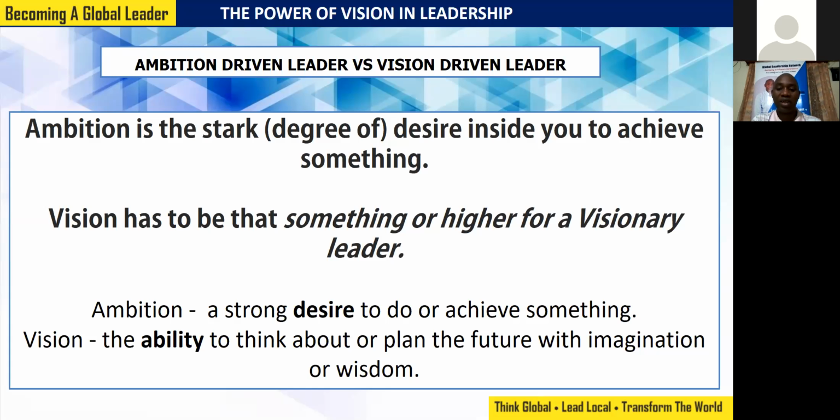It's important to clarify this. And let's just look at the differences. And then as we look through, you'll be able to think about your own, think about maybe the organization and see where it fits. So ambition is a degree of the desire inside you to achieve something. That desire inside me to achieve something. Vision has to be that thing or higher for a visionary leader. So we got not just that desire to achieve something, but we're able to move a step higher. So ambition is a strong desire to do or achieve something. But vision is the ability to think about or plan the future with imagination or with wisdom.